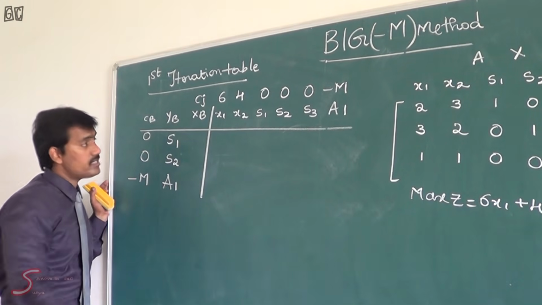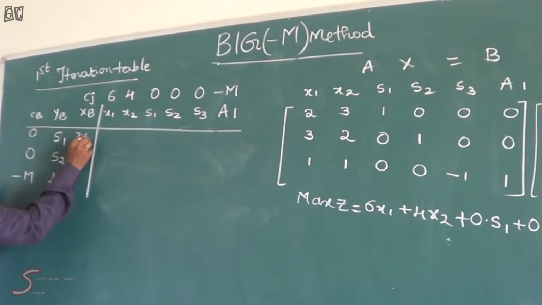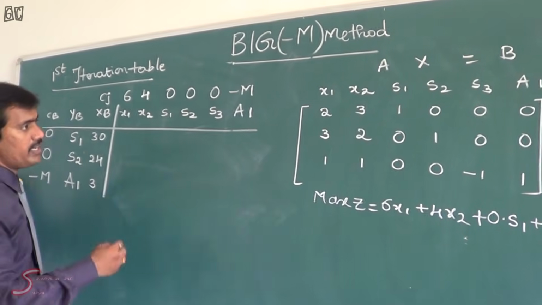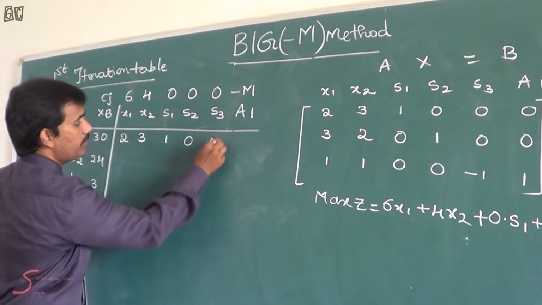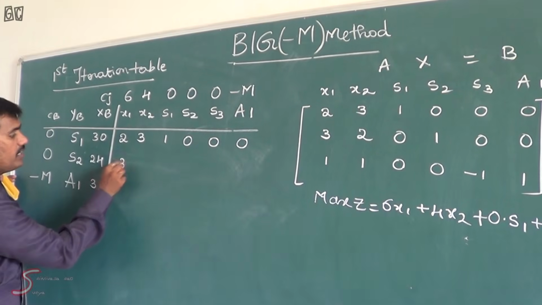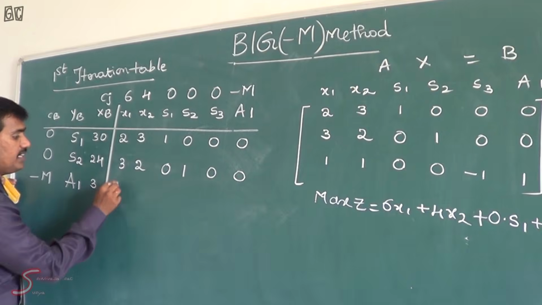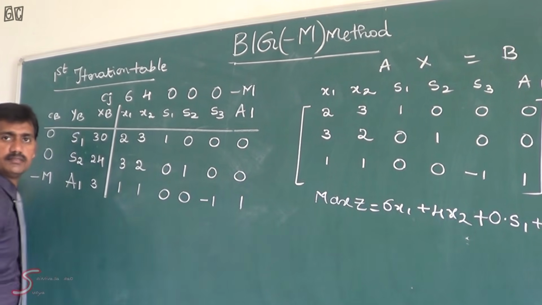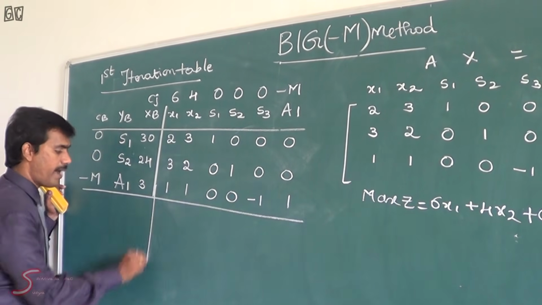That's it. X equal to B, what is B? That is 30, 24, 3. Simply we have to write out the entire matrix, that is 2, 3, 1, 0, 3, 2, 0, 1, 0, 0, and finally 1, 1, 0, 0, minus 1 and 1. And after this, we have a maximization formula.